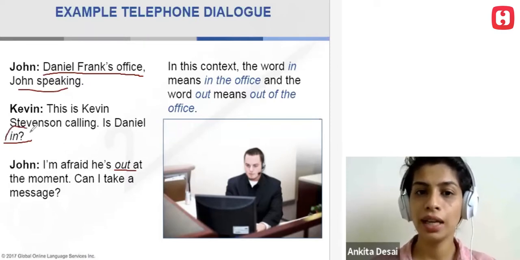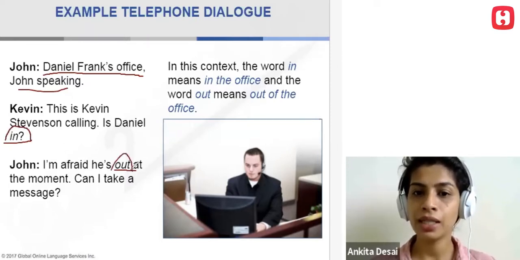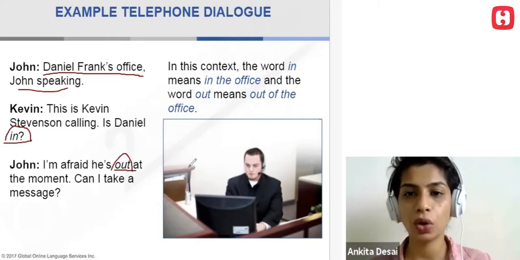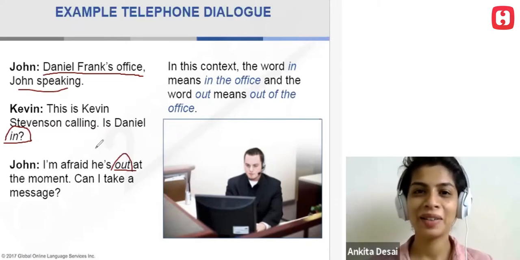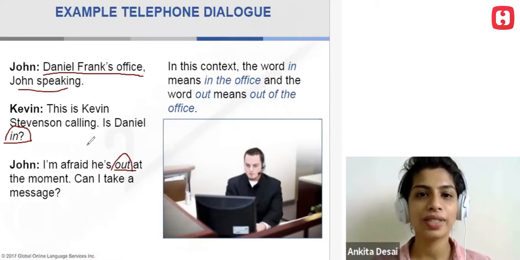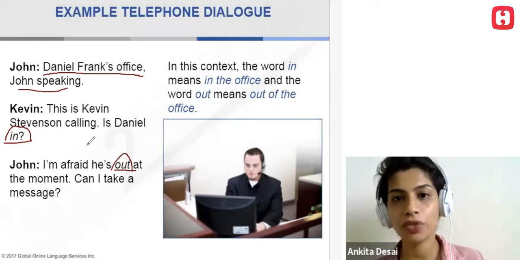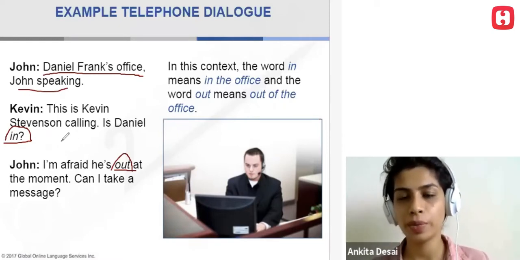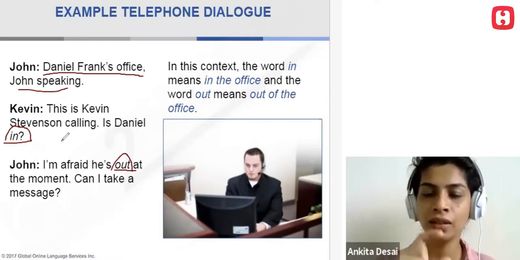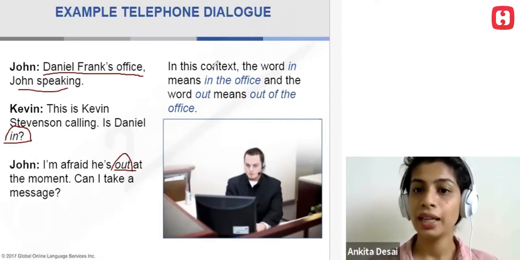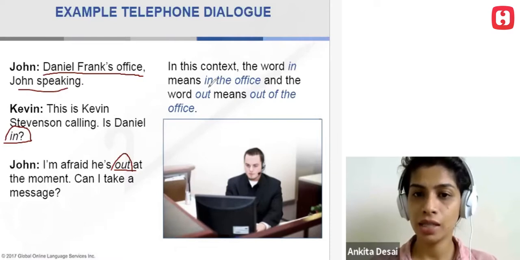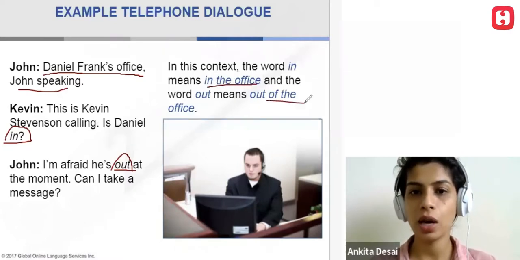Here, in and out means in the office and out of the office. This is a common way of saying in the office and out of the office by simply saying the words in and out. In this context, the word in means in the office and out means out of the office.